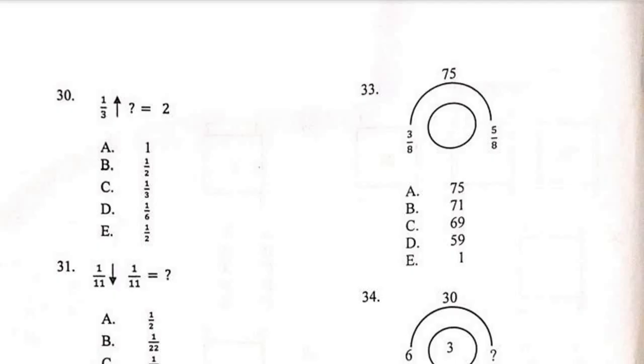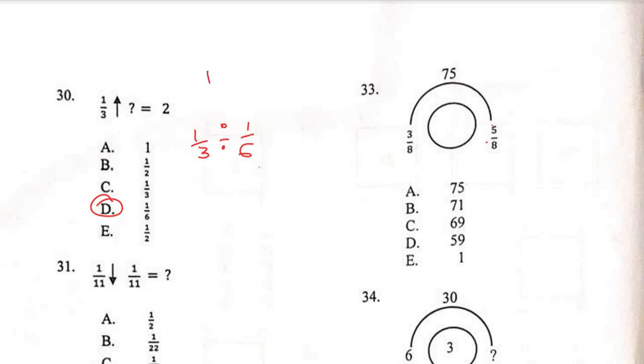So let's take a look at question 30. For question 30, since it's going up, that means division. We can also work with the options. So we have 1 over 3 divided by 1 will give me 1 over 3. That won't work. 1 over 3 divided by 1 over 2 will give me 2 over 3. That won't work. Among the options, let's work with D, which is 1 over 6. So we have 1 over 3 divided by 1 over 6.